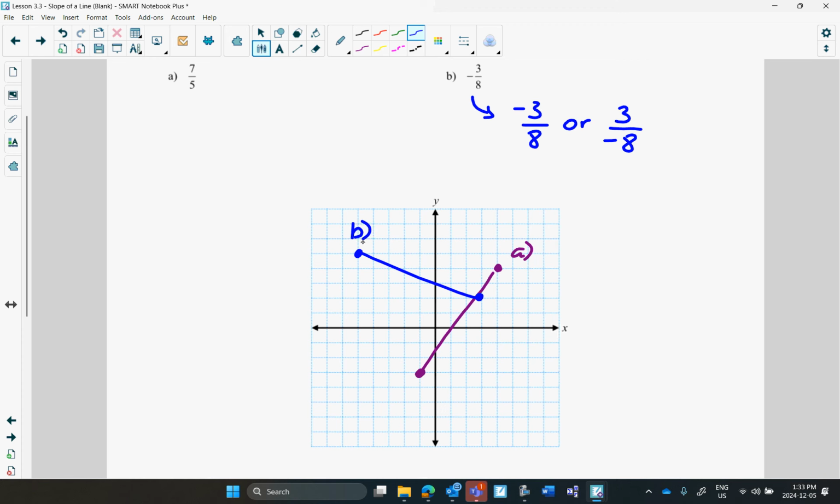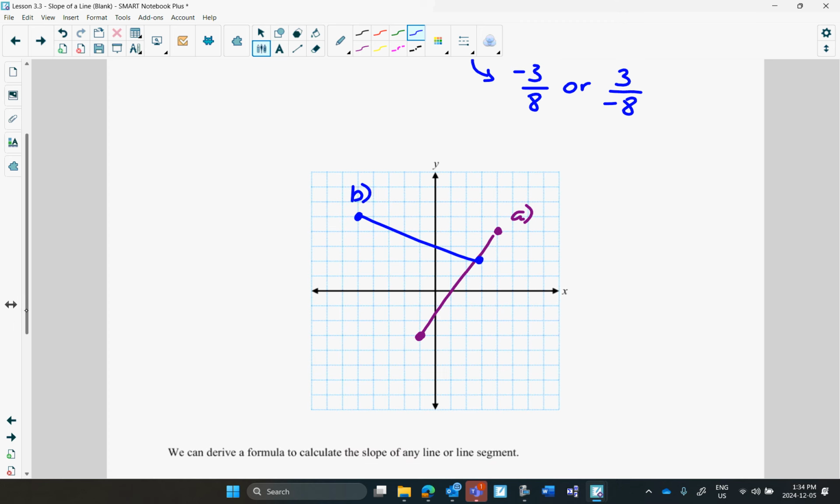So on a graph, just like when we did with distance, if you were given a line segment on a graph, you could just make a right triangle and do Pythagoras to figure out the length of the line. But then what if we're not given a graph? What if we're just given points? Then we want a formula. And there is obviously a formula for slope.